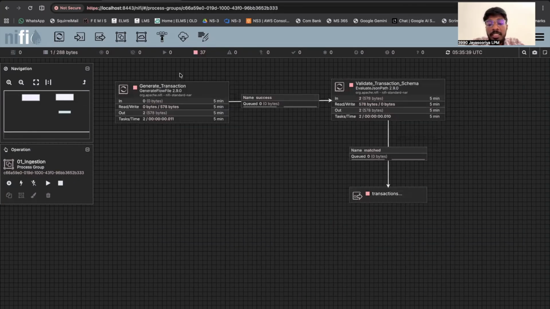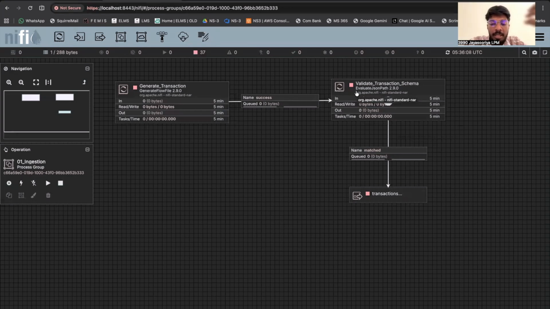Generate transaction produces a synthetic transaction every five seconds. In production, it would be a Kafka consumer subscribed to the bank's transaction input. The transaction body is a JSON document with fields for amount, country, merchant, hour of day, card type, and channel. And validate transaction schema is the anti-corruption layer.